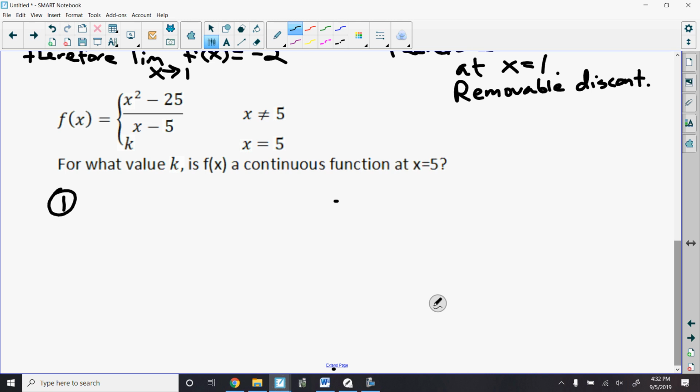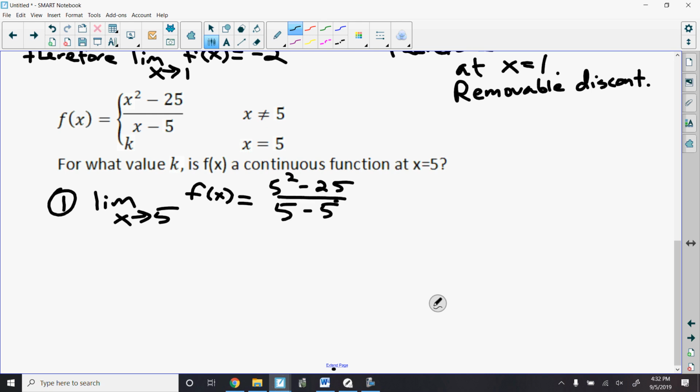So step 1, right? The limit must exist. I don't have to do a right-hand, left-hand because this top function right here works for numbers a little bit less than 5 and the numbers a little bit greater than 5. Okay? So the limit as x goes to 5 of f of x, right? I'm just going to plug 5 into my function. What I get is 5 squared minus 25 over 5 minus 5. Well, that gives me 0 over 0. So that's a hole. Okay, but we know that limits exist at holes.